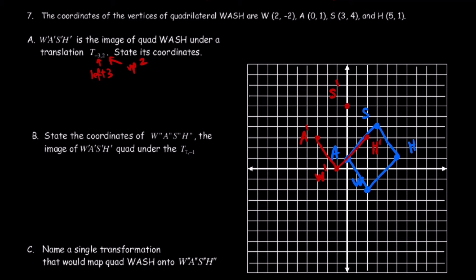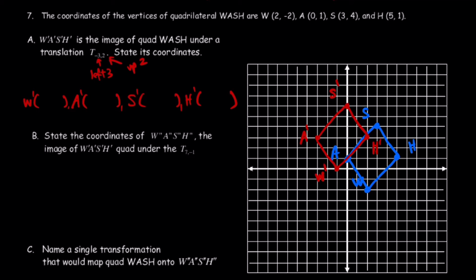When you're done, what you should notice is that your new quadrilateral should be the exact same size and shape as the original. So now what I need to do is write down the coordinates. W prime, A prime, S prime, and H prime.